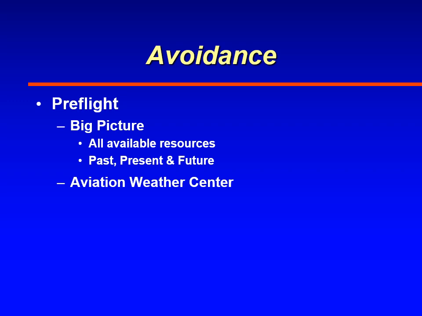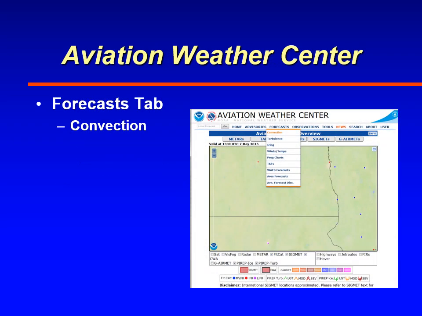One of the best resources for thunderstorm planning is the Aviation Weather Center. It has a specific location where you can find thunderstorms. It's called Convection. It's under the Forecast tab. So go to the Forecast tab, then go down the menu and you'll find the first item is Convection.